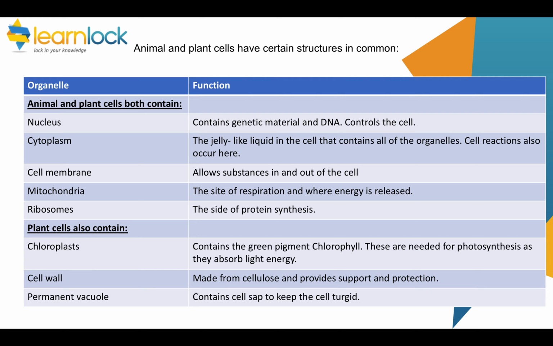They have mitochondria, and that's where respiration happens, so that's where energy is made. And they have tiny ribosomes, and that's where protein is made, or protein synthesis. Plant cells also have other features.